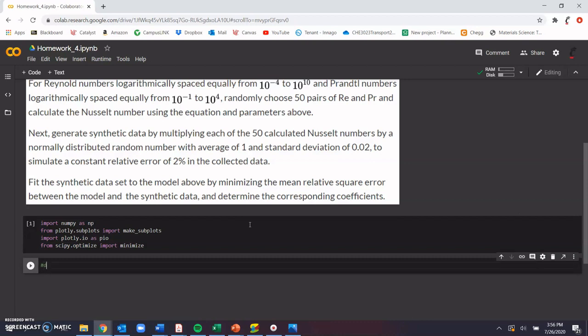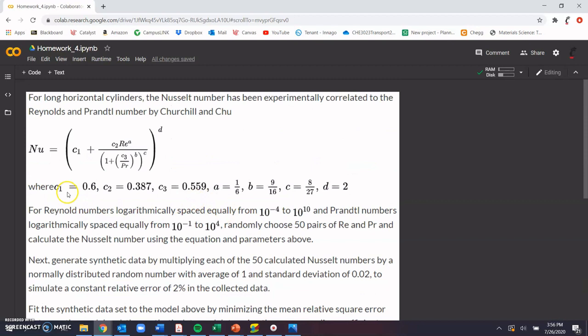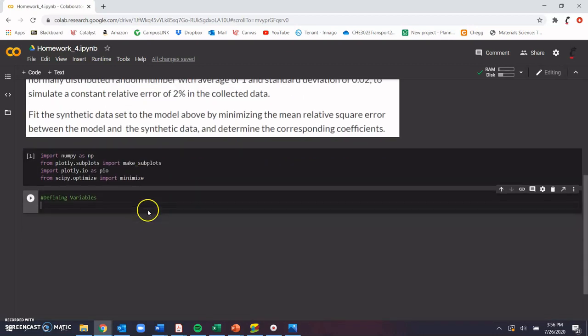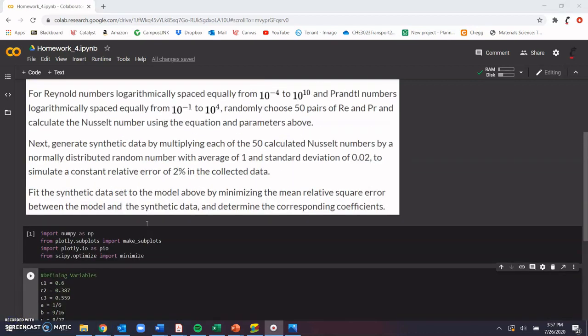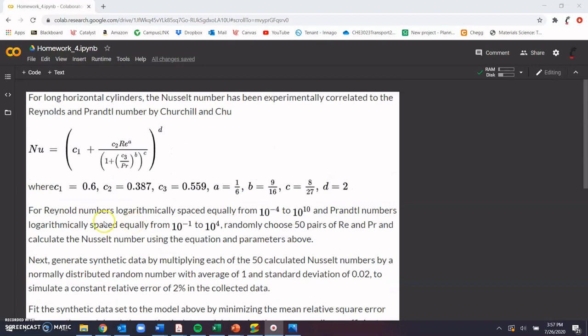So the first thing that we're going to do is we'll go ahead and define our variables that were given in the problem. So in this problem we were given C1, C2, C3, A, B, C, and D. So we'll go ahead and put all of those values in. The first part of the question is asking us, for Reynolds numbers logarithmically spaced equally from 10 to the negative 4th to 10 to the 10th, and Prandtl numbers logarithmically spaced equally from 10 to the negative 1st to 10 to the 4th, randomly choose 50 pairs of Reynolds and Prandtl numbers, calculate the Nusselt number using the equation parameters above. So again, we just put in all of our variables here, and we're going to ultimately be putting them into this equation to solve for our Nusselt number.